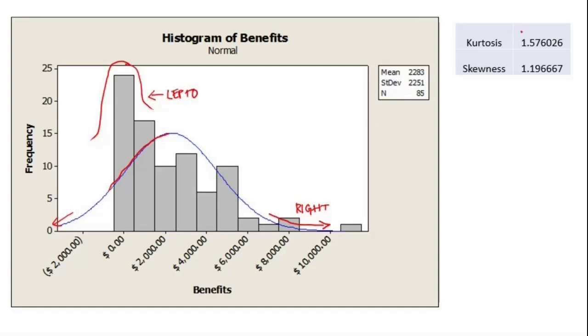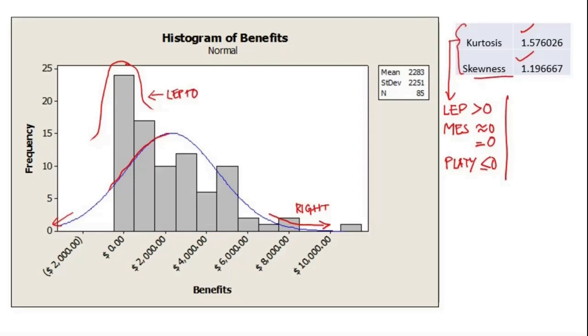Now what about these values? Just remember that for kurtosis, if the distribution is leptokurtic, then this value will be greater than 0. For mesokurtic, this will be closely equal to 0, or for perfect mesokurtic it will be 0. And for platykurtic, it will be less than 0.